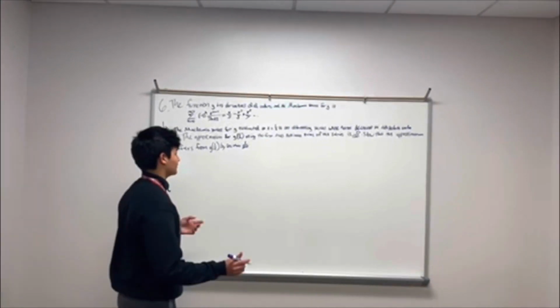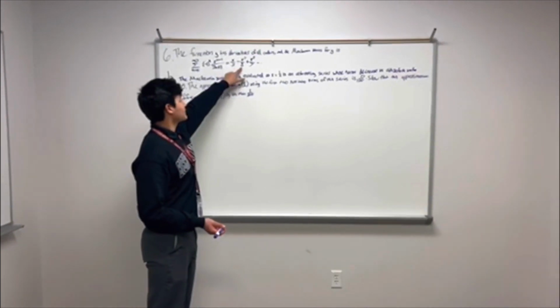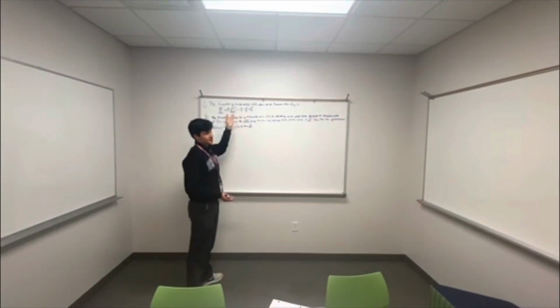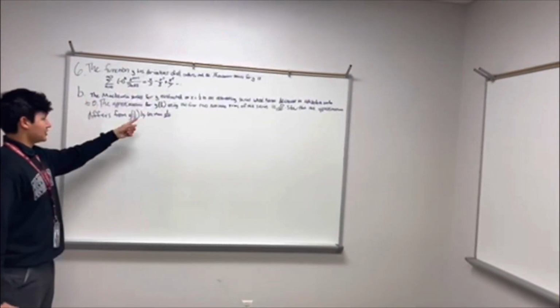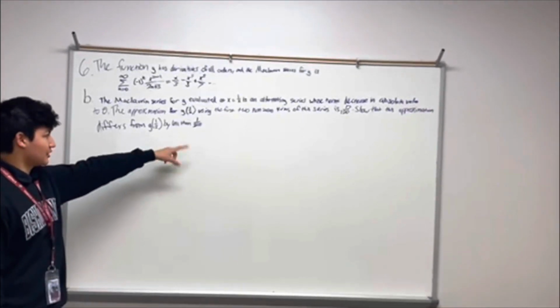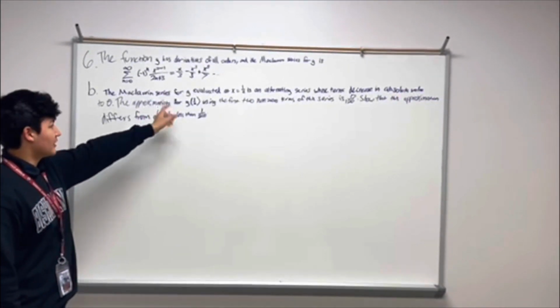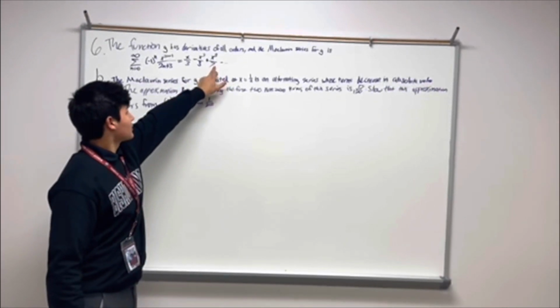So it says that the approximation uses the first two terms, so that's x over 3 minus x cubed over 5, and then when you plug in 1/2, you get the 17 over 120. And it's asking you to show that the difference between that and g of 1/2 is less than 1 over 200. So for g of 1/2, you include the error, which would include the third term.